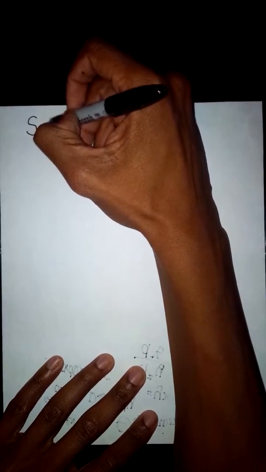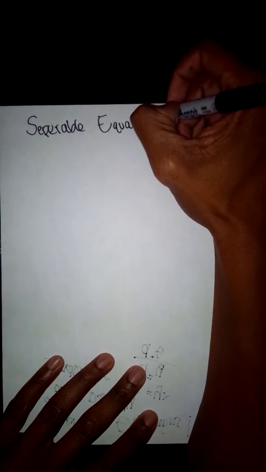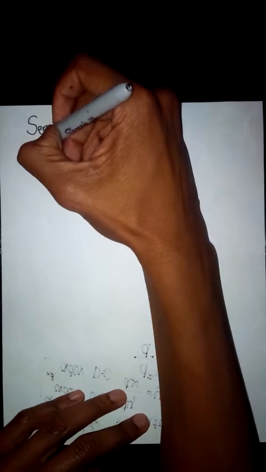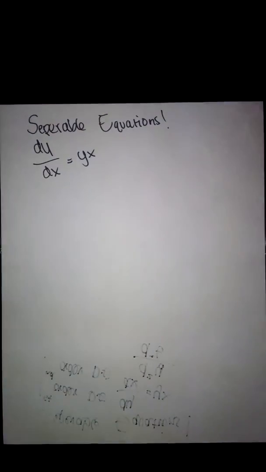Mathematics. Now, today we're going to be talking about something called separable equations. Now, first of all, a separable equation falls under the category of a differential equation. And a differential equation is defined as an equation that contains an unknown function and one or more of its derivatives. Now, an example of that would be dy over dx is equal to y times x.